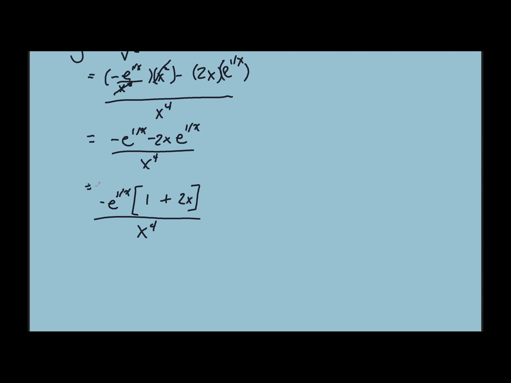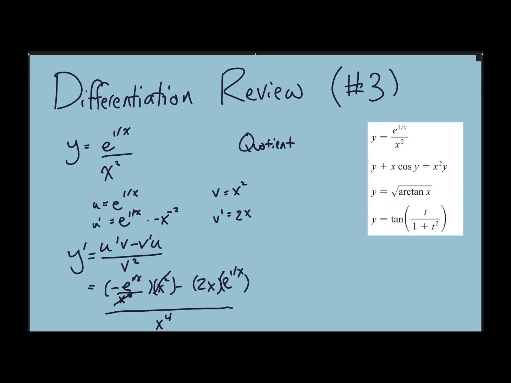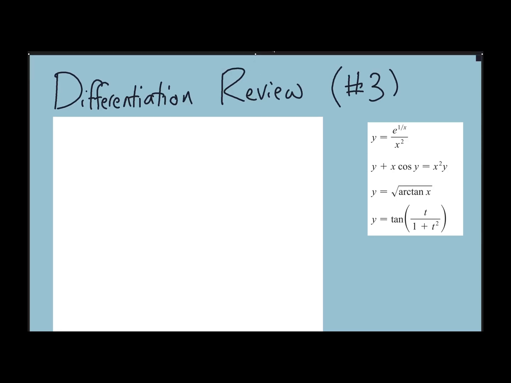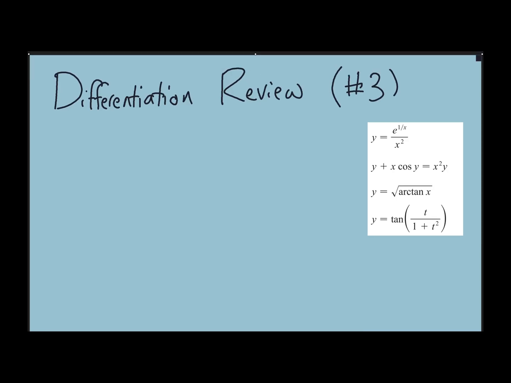Okay, what about the next one? The next one is, there's y's and x's all over the place. I should have written that there's an exponent rule in there, but I guess there really wasn't. The exponent rule is e is its own derivative, so I guess there is. I'll be more careful. Y plus x cosine of y equals x squared y.